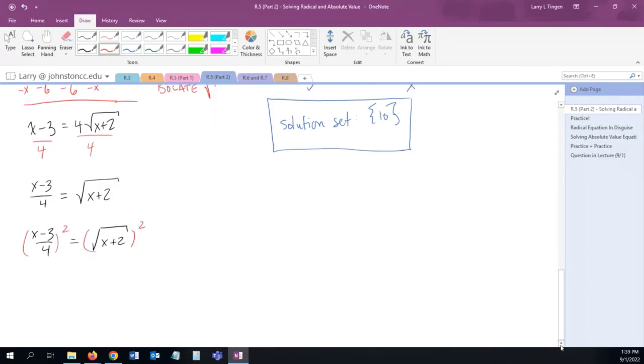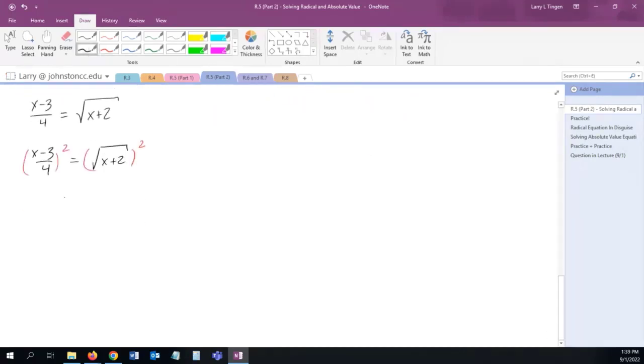Squared. The square root is just what's under the root. And the square of a fraction, of a rational expression, is just the rational expression times itself, equals x plus 2. Now, what happens over here? I've got two fractions multiplied by each other. So multiply the numerators, multiply the denominators. X minus 3 times x minus 3 is x squared minus 6x plus 9. The denominator is 4 times 4, which is 16.